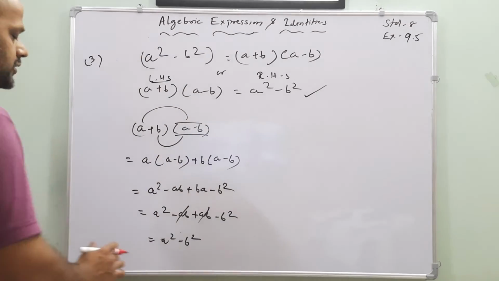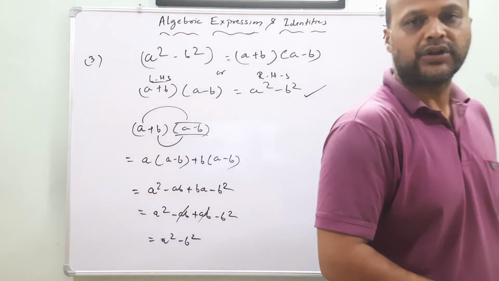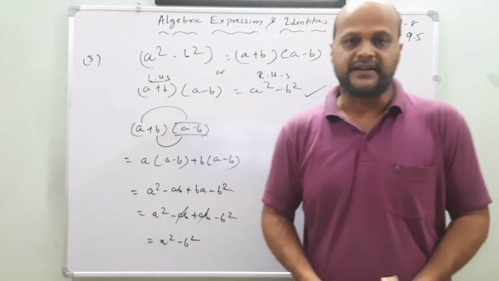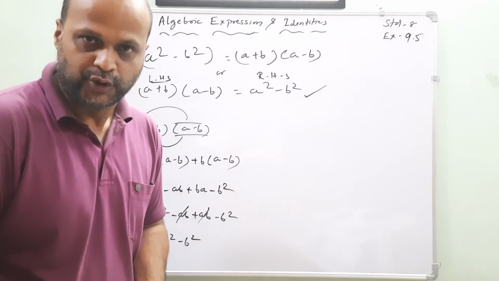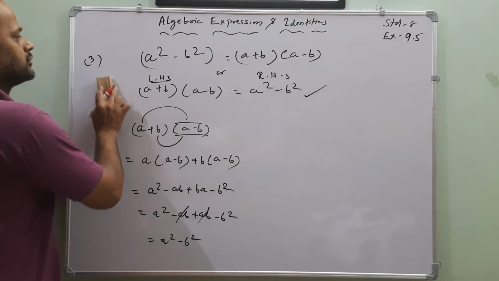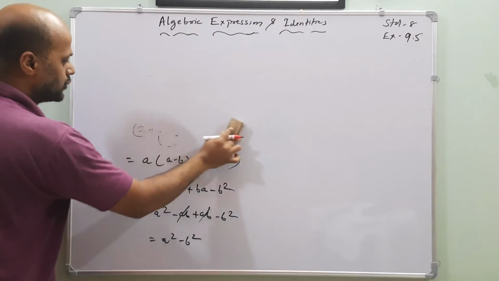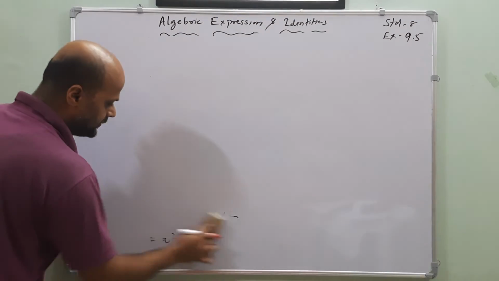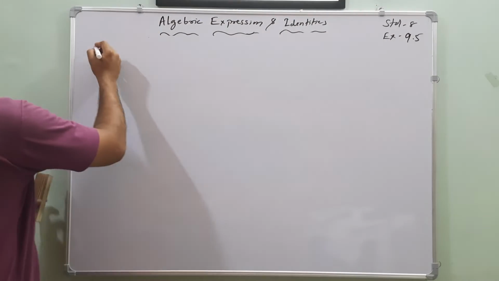So this identity also proves that the expression of the left hand side is equal to the expression of the right side. In this manner you have to prove all the identities. Okay, my dear friends, let's go to the fourth one. What is the fourth one saying?